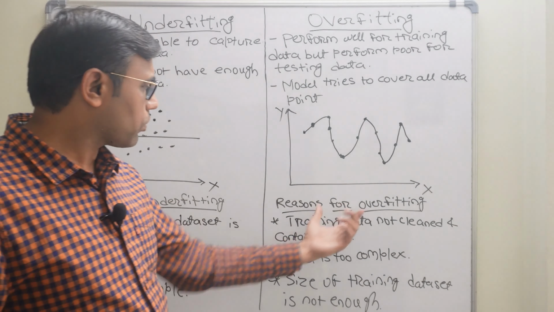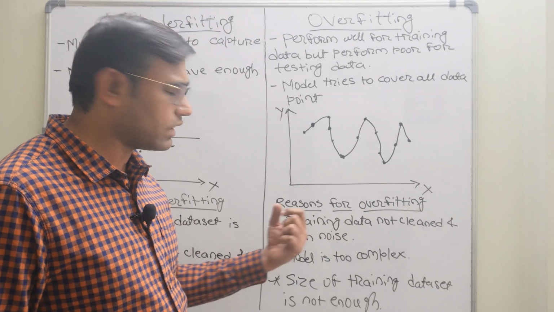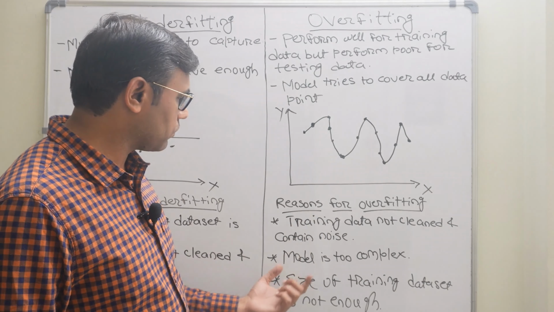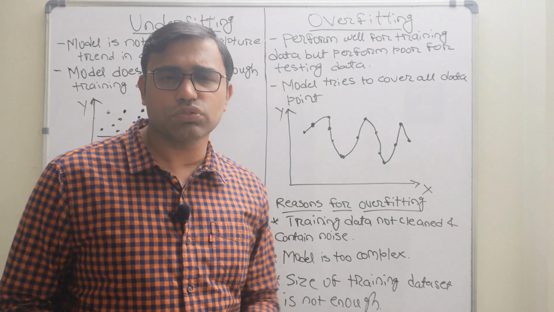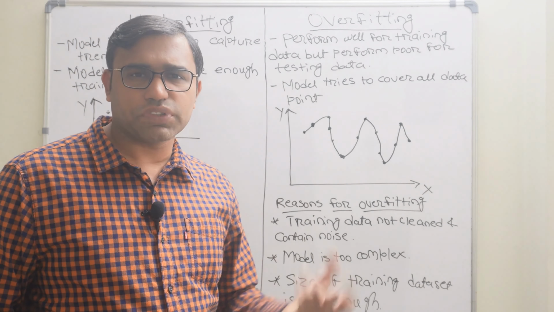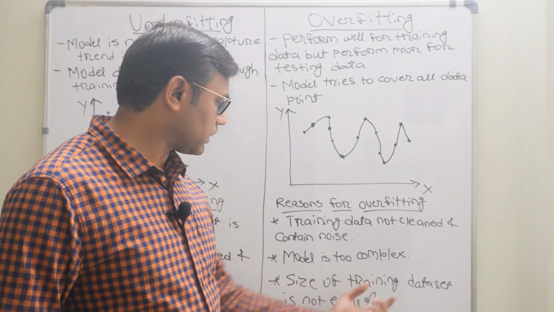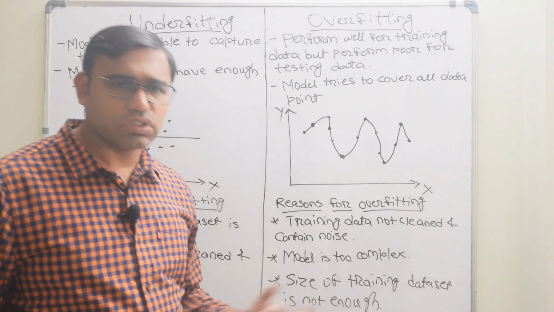So what are the reasons for overfitting? The training data is not clean and contains noise, so that can be one of the reasons. The model is too complex. If the model is too complex, then it will try to capture all the data points. And the size of the training data set is not enough. This can be another reason.